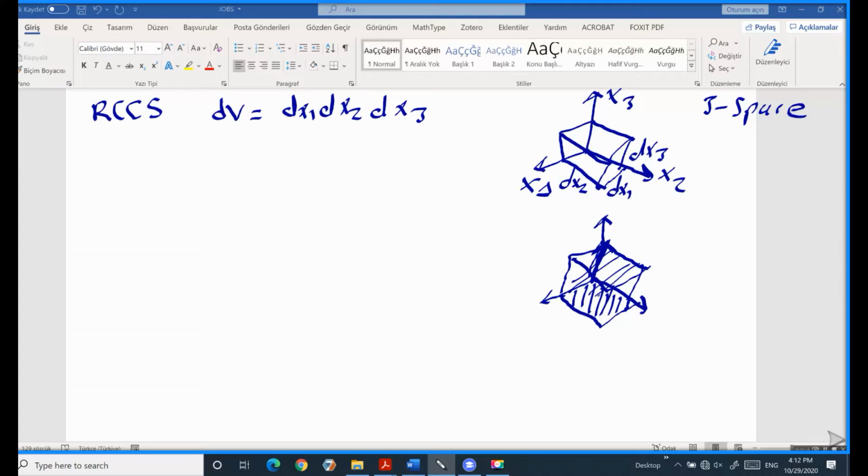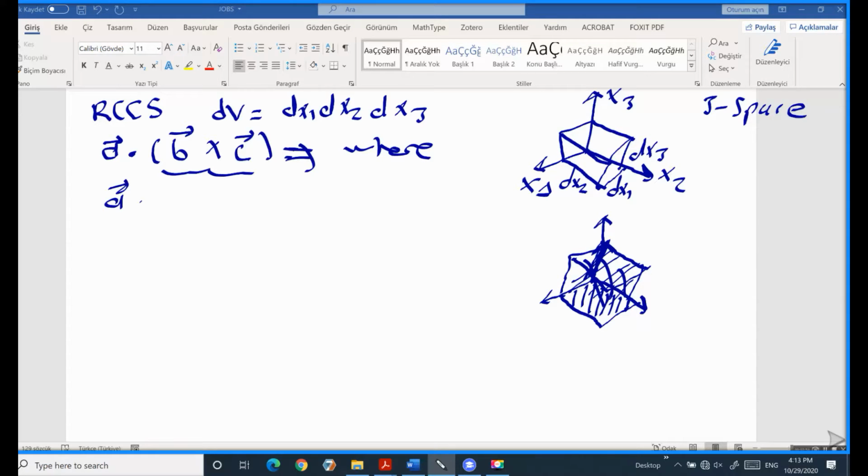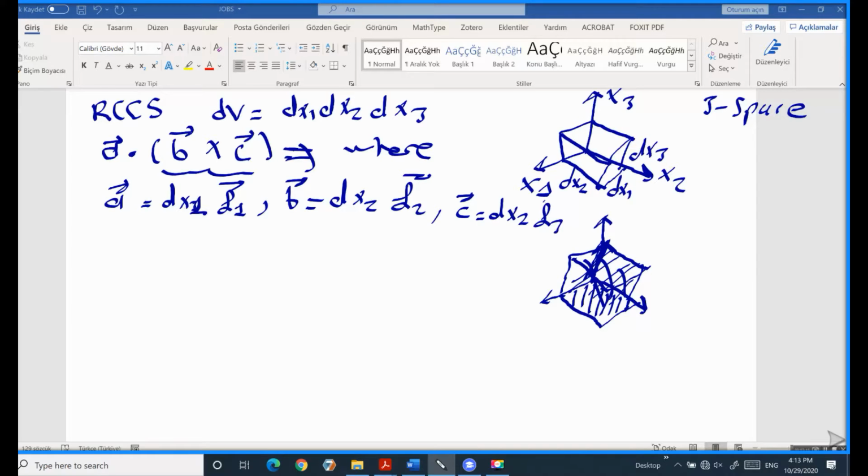Length like this. Then I can write my control volume as the dot product between A and the cross product of B and C. The cross product gives another vector, as I show here, and the dot product between A and the result of B cross C scans all this volume. So we call this the control volume. Here A is dx1 times the L1 unit vector, similarly B is equal to dx2 L2, and C is equal to dx3 L3.